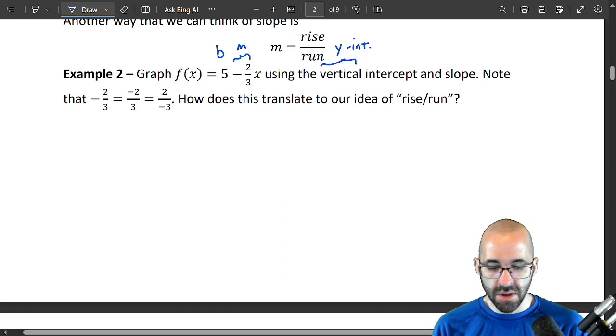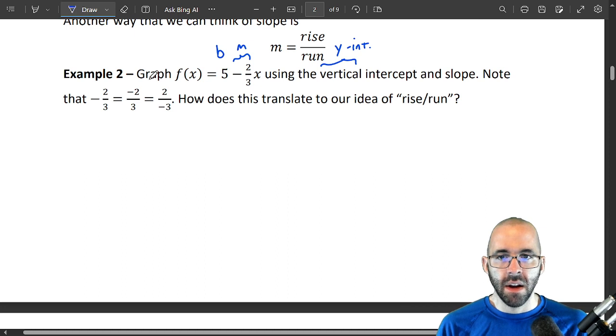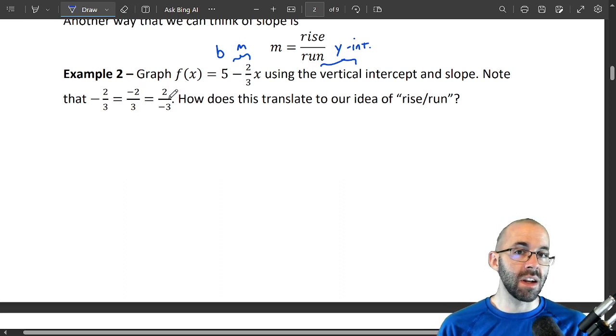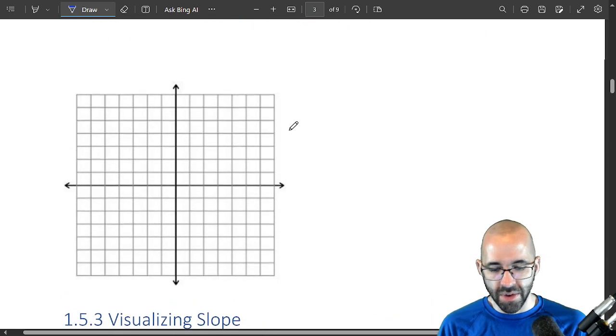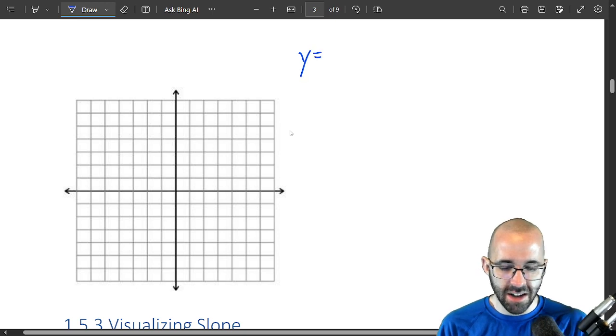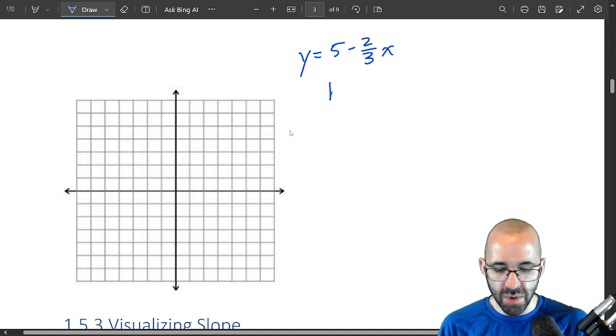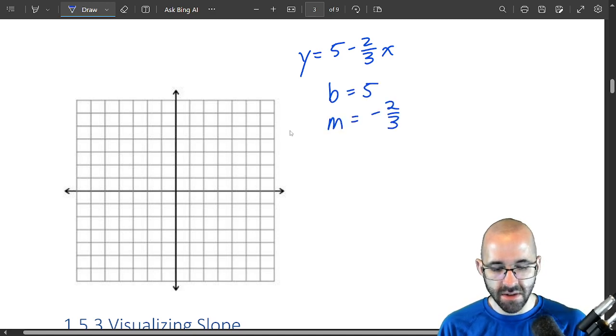So let's use this to graph. The book makes a note that negative 2/3 can be written as negative 2 over 3 or 2 over negative 3, and we're going to see how that affects things with rise over run. So y equals 5 minus 2/3 x. We said b was 5. We said m was negative 2/3. Just rise over run.